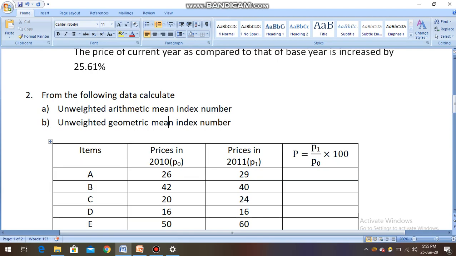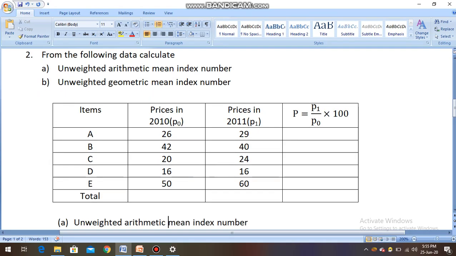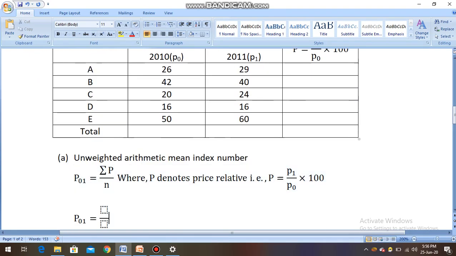See the problem here, they have given items. They have given items A, B, C, D, E. Then they have given prices in 2010, which is base year. That is why we have denoted it as P0. Then they have given prices in 2011, which is P1. So let us solve this problem by the first method, that is unweighted arithmetic mean index numbers. The formula of that is P01 is equal to summation P by small letter n.